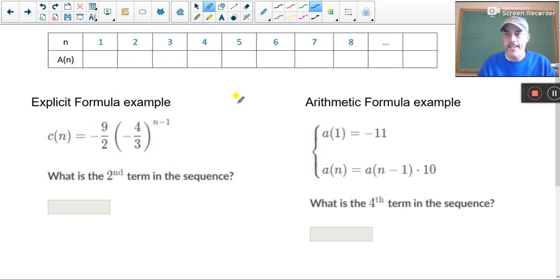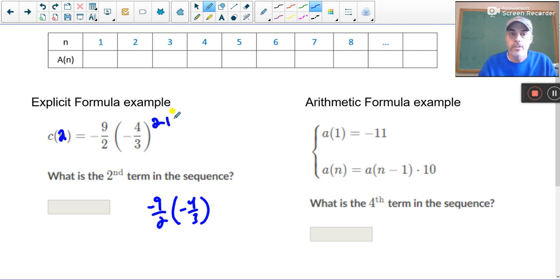two more just like that, and then we are done. Explicit formula, what's the second term? So I'm thinking this is going to be C of 2 is going to be -9 over 2 times -4/3 raised up to the 2 minus 1 power. 2 minus 1 is 1. And then when we raise something to the first power, we don't really change it at all. -4/3 to the first power is simply -4/3. So I am now just dealing with this -9 over 2 times -4 over 3.